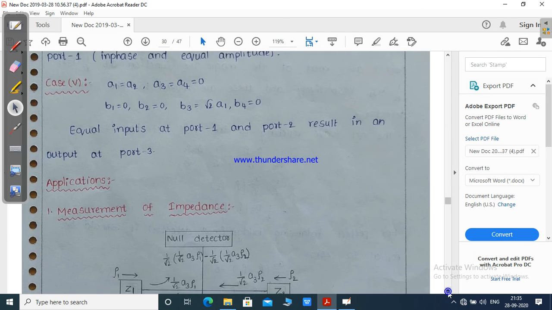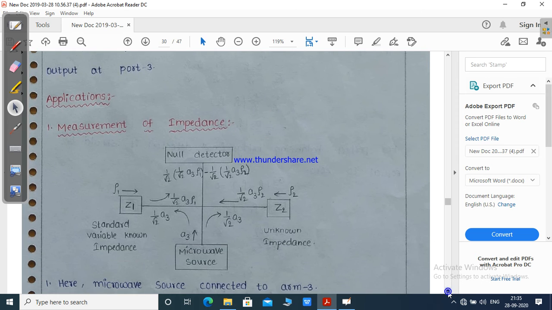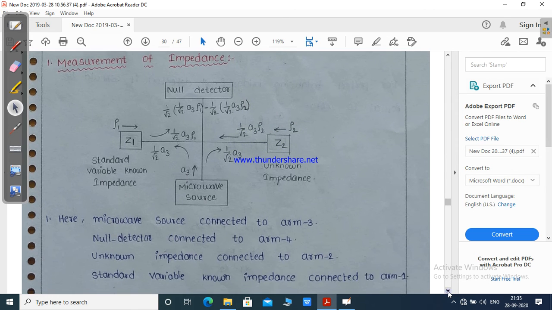And when you go for applications, we can use a magic T for measurement of impedance. For example, if you want to find an unknown impedance, you can arrange it like this. Connect a known, standard variable impedance Z1 at port 1, and the unknown impedance Z2 that we have to find at port 2, a null detector at port 4, and the microwave source at port 3.